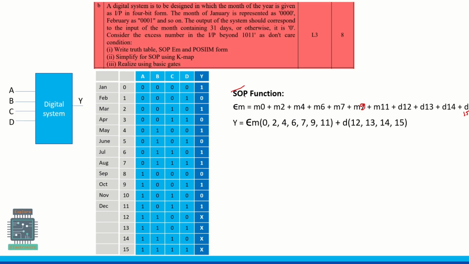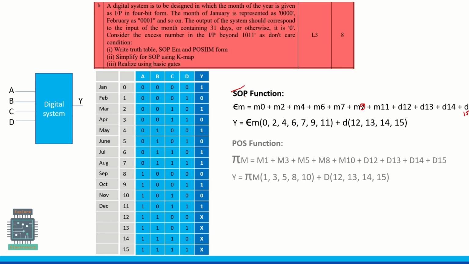Similarly, we can consider this truth table to write the POS function. The POS function can be written as pi M, capital M representing max terms. So we need to consider these zeros in the output: M1, M3, M5, M8, M10, and then don't care terms 12, 13, 14, 15. The function is pi M of 1, 3, 5, 8, 10 plus d of 12, 13, 14, 15. So this gives the POS function, and the SOP and POS functions are written. Now the first thing is done.